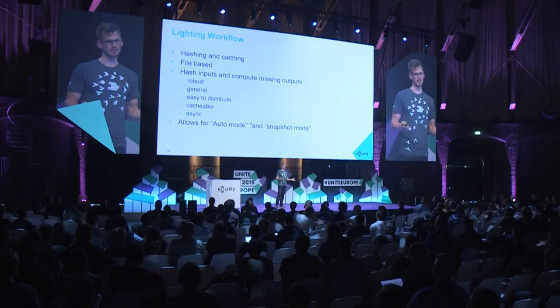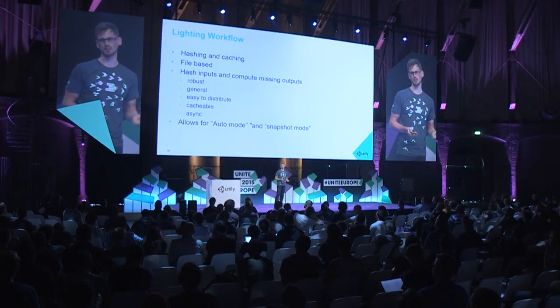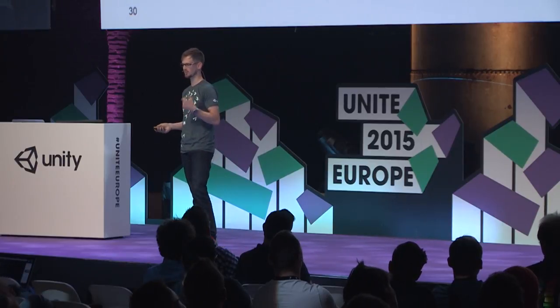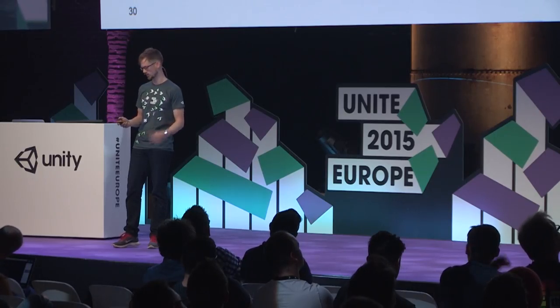Since we now store and cache all this stuff outside of the actual assets, we don't dirty the scene anymore like we did in Unity 4. And it also opens up for this new interactive mode where we change on the fly. Or you can just hit the bake button and wait for it to complete. And we save all this GI data that Enlighten uses in something we call a lightmap snapshot, which you can version in your assets folder.